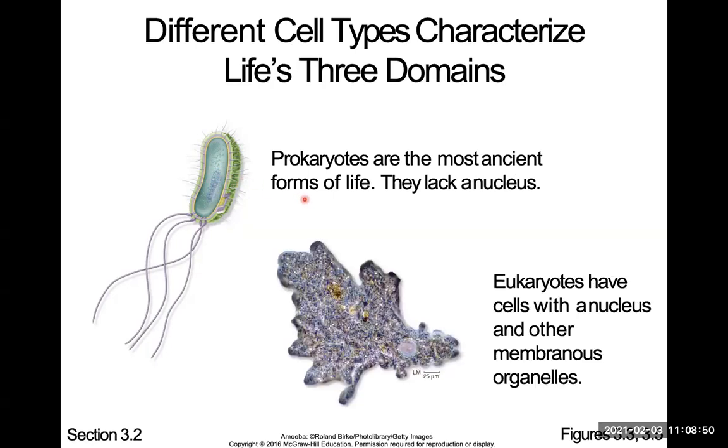And then eukaryotes have a cell with a nucleus and other membranous organelles. This is not the real size, this is not to scale. This is for comparison. Even just looking at this, you can see the size is a lot bigger and there's a lot more stuff inside. Those are called membranous organelles. We're going to look at this too today, to see what's inside the cell. So one big difference: eukaryotes have a nucleus, prokaryotes have no nucleus.